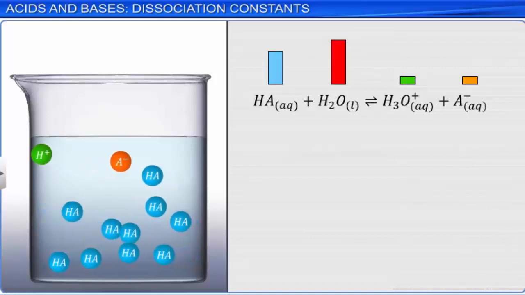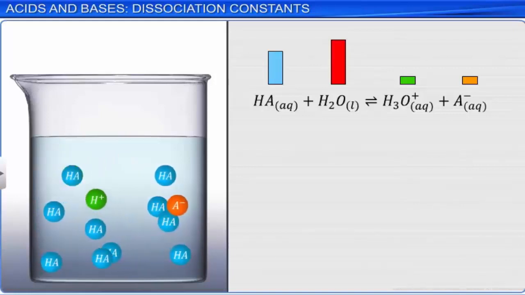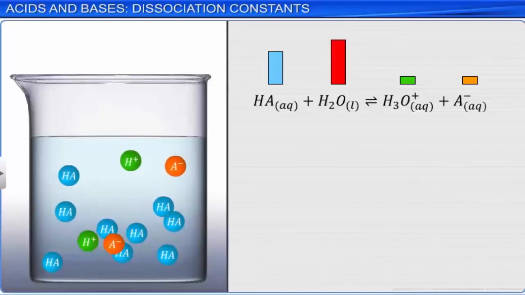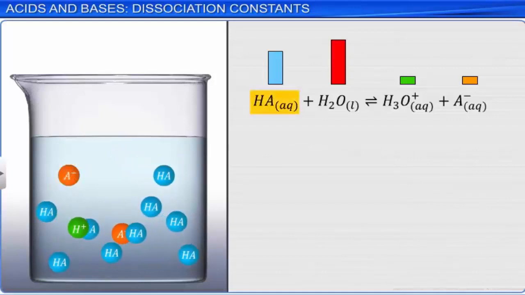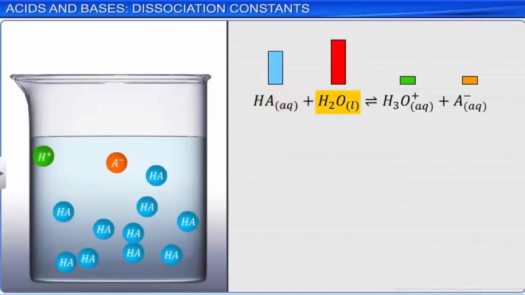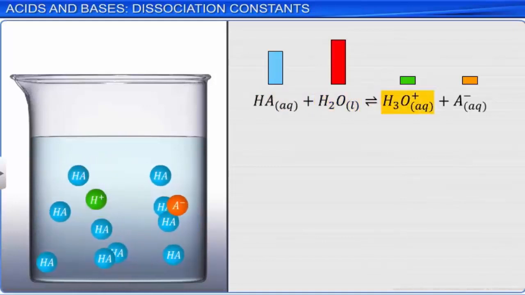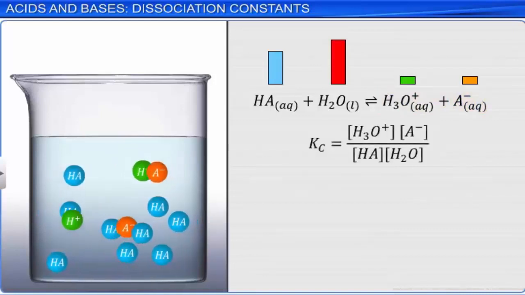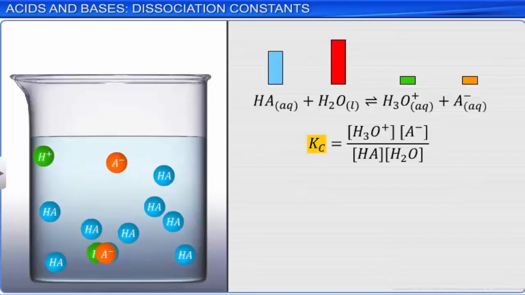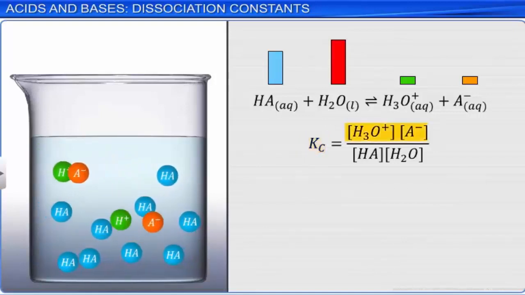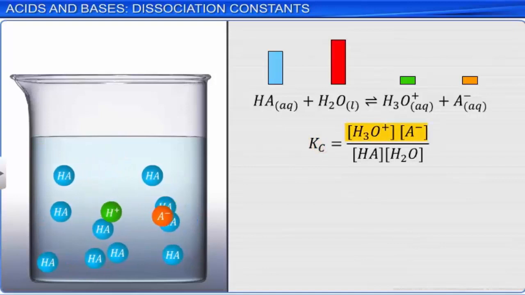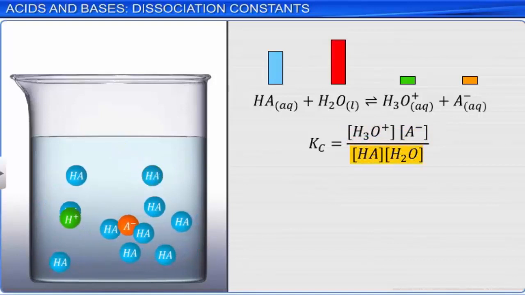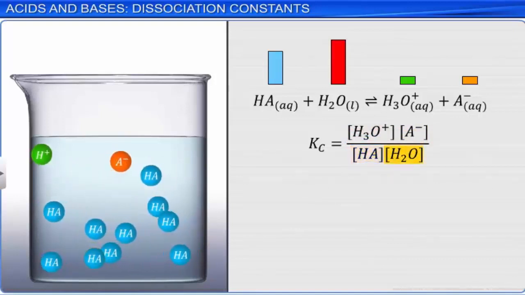Equilibrium between the dissociated ions and undissociated molecules is established soon. This equilibrium can be expressed as HA aqueous plus H2O liquid in equilibrium with H3O plus aqueous and A minus aqueous. The equilibrium constant for this reaction can be written as Kc is equal to the product of concentration of H3O plus and A minus ions divided by the product of concentration of HA and H2O.